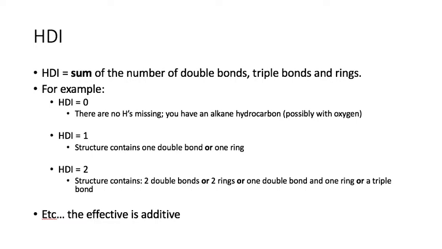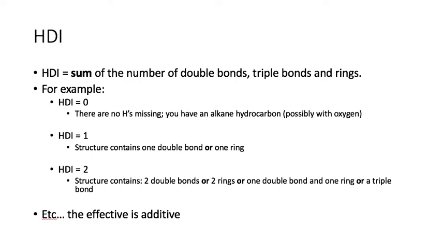that are taking the place of your typical hydrogen positions. For example, if I calculate an HDI of 0, that means there are no hydrogens missing. That means I have an alkane hydrocarbon. Each position is fully satisfied or saturated. You could possibly have oxygen, like an OH or something like that, because oxygen takes on the same type of bonding as your carbons typically, so you don't have to account for that.